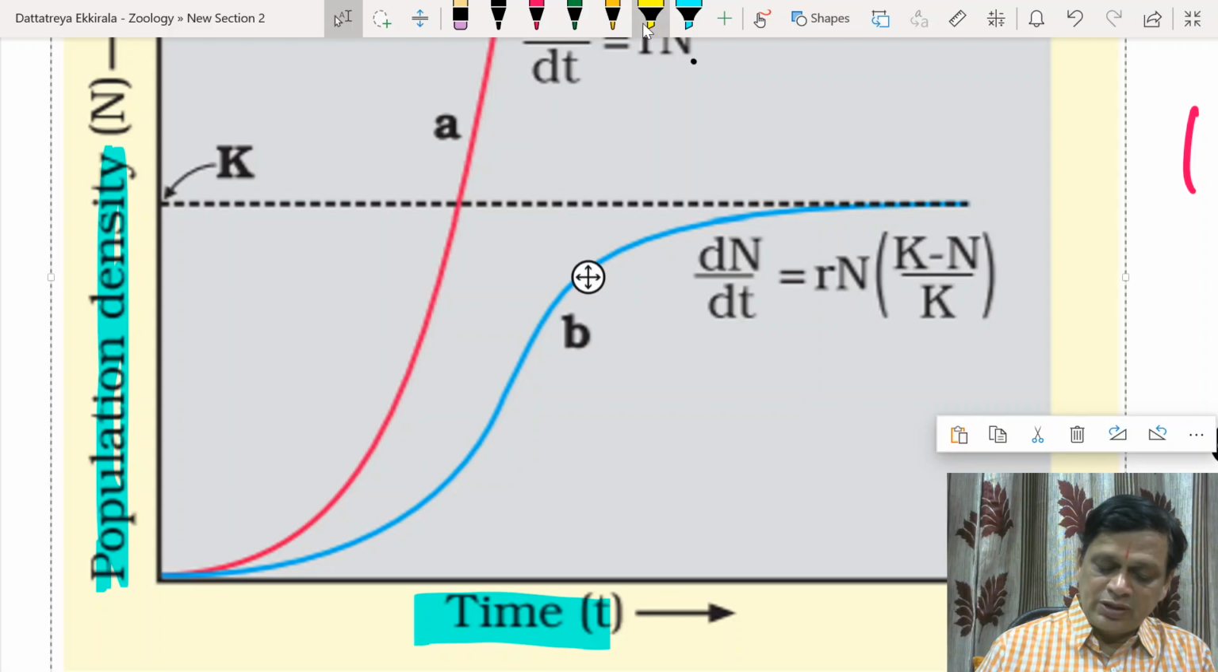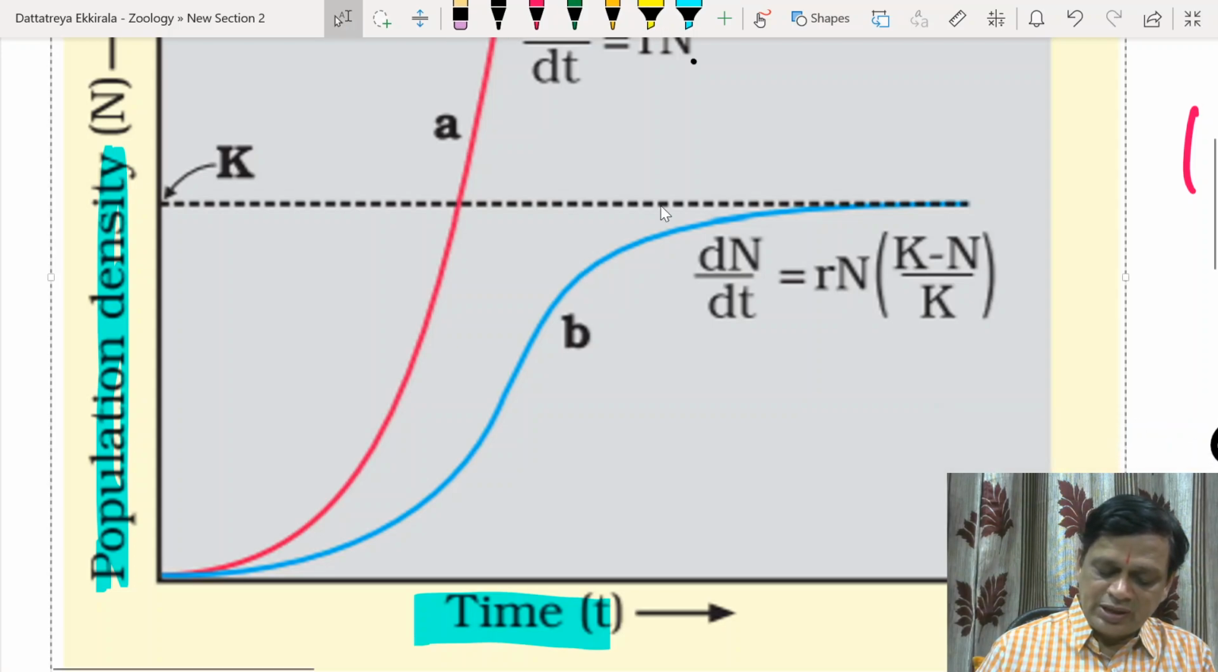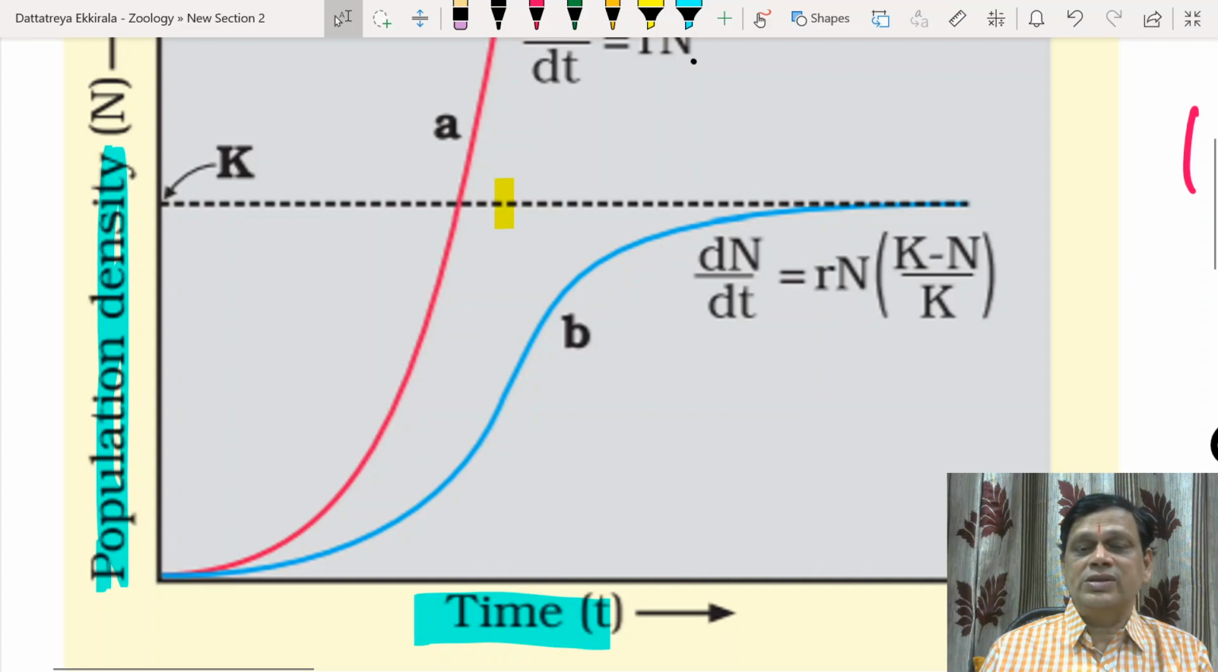Thus, you observe this important point. Here there is carrying capacity. What is this? The maximum number of organisms that a habitat can accommodate over long periods of time is called carrying capacity. Until it reaches carrying capacity, the growth is relatively fast.